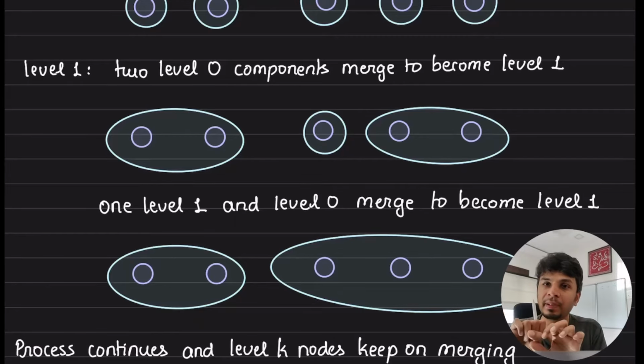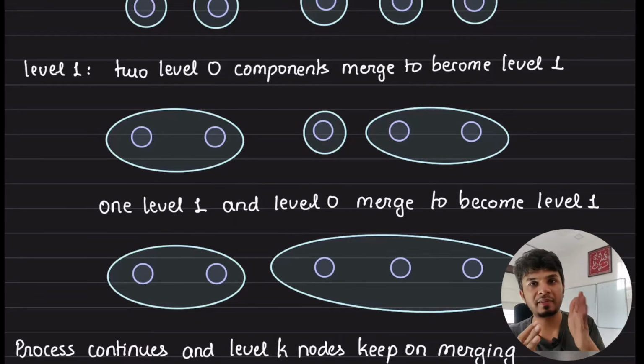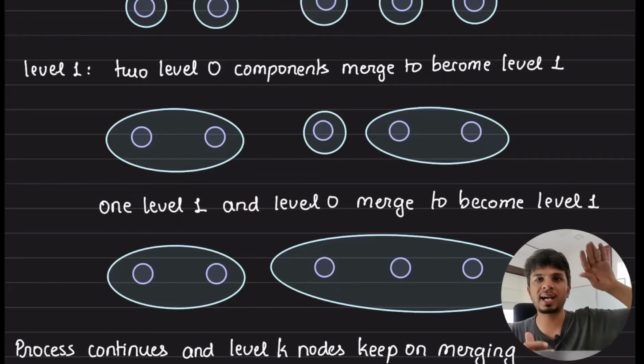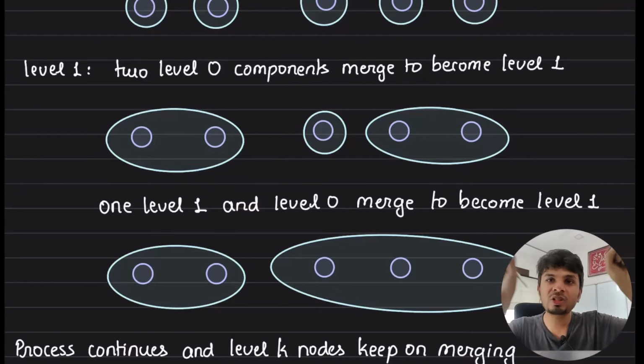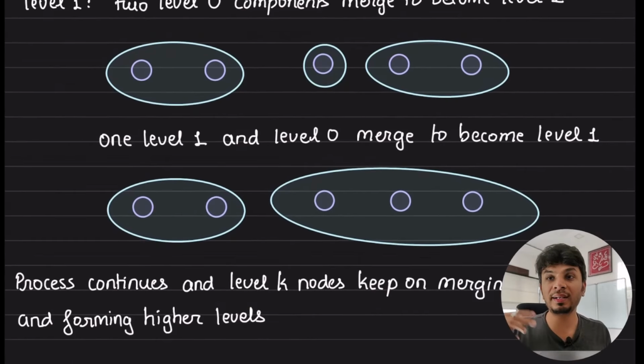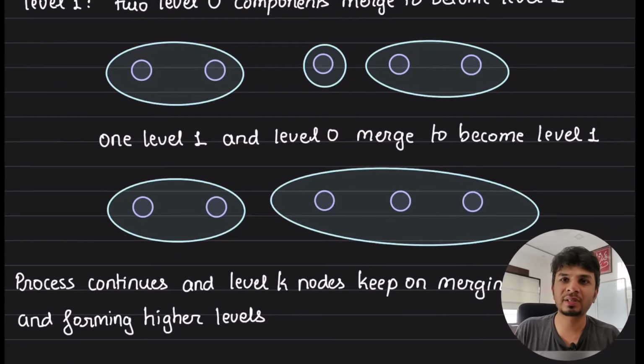When that happens, the resultant level of the merged component is equal to the highest of the two. So level 0 plus level 1 is equal to level 1, but level 0 plus level 0 is equal to level 1. So it goes to a higher level. And this is how the merging process happens. This brings in the necessary order in the merging process.